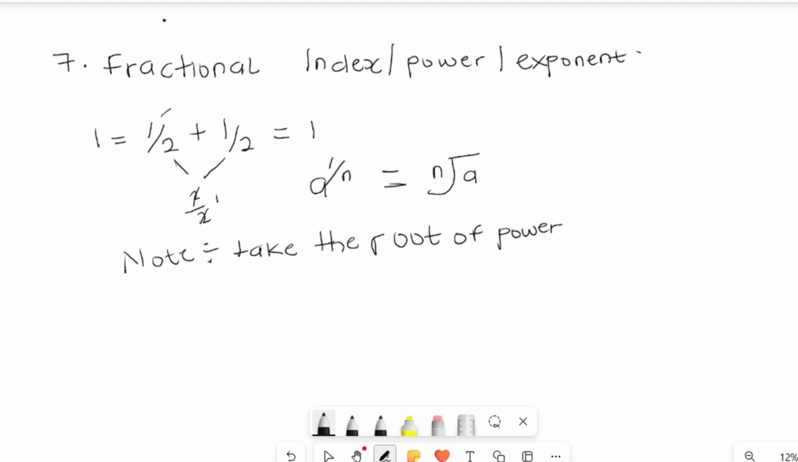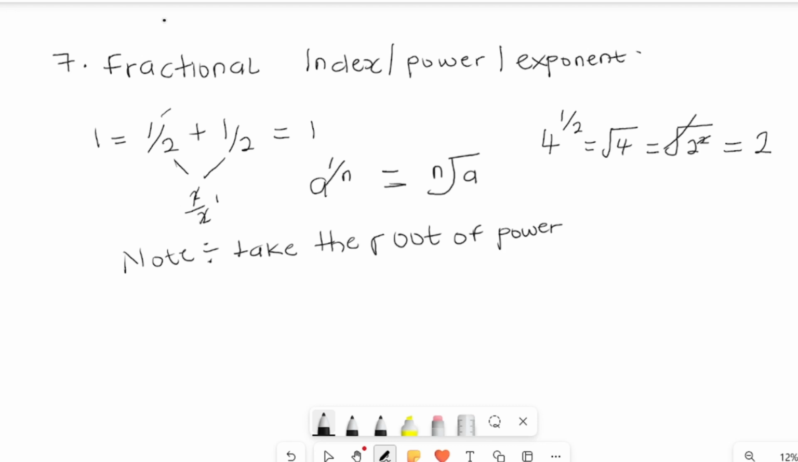Very simple, right? So let's use a number. Let's say we're given 4 raised to power 1 over 2. This will simply be the square root of 4. If we further break this down, it will give us the square root of 2 squared. The square root cancels the power, and we'll be left with 2.